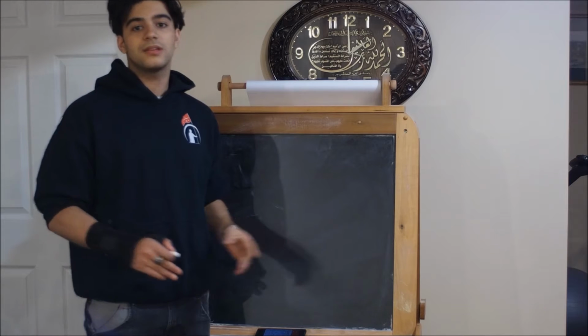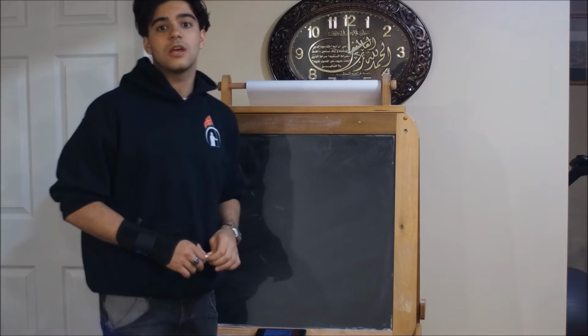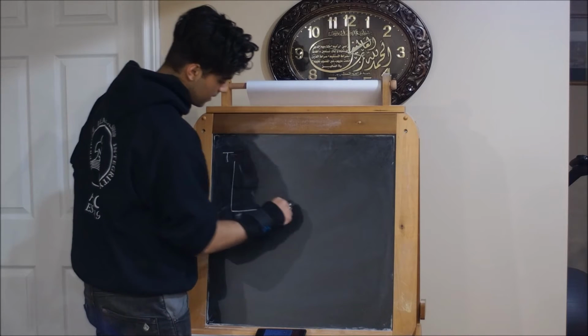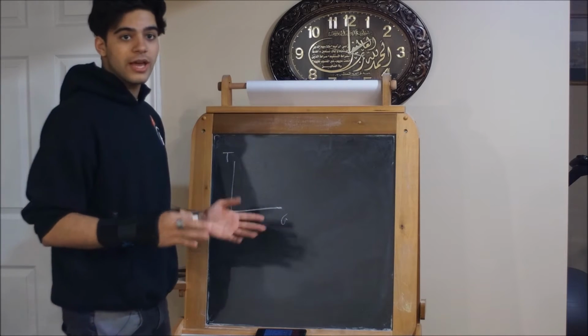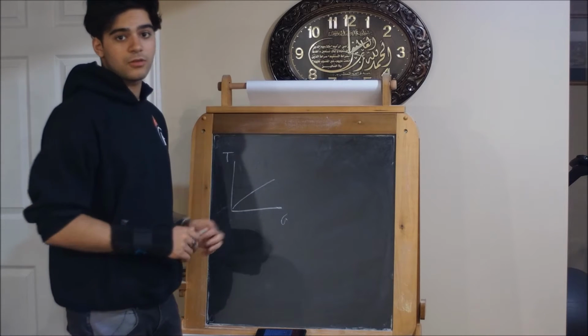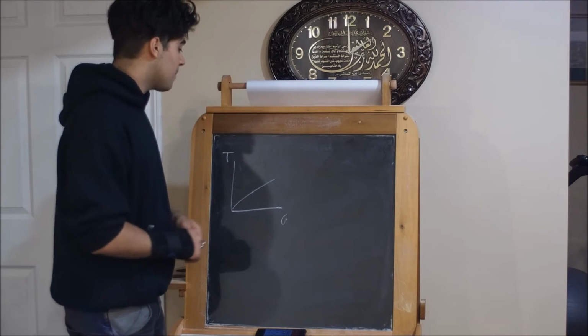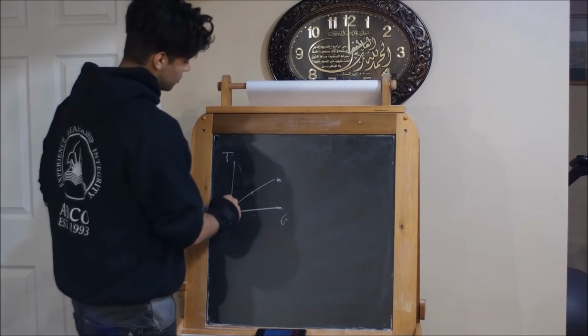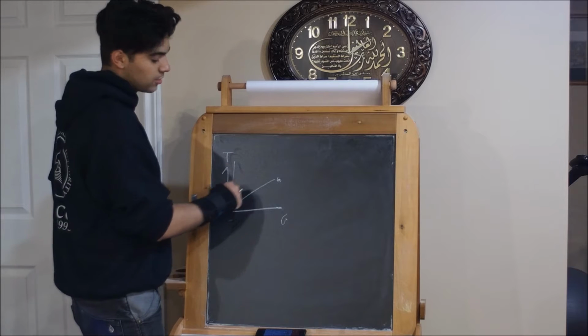There are four main things that affect the solubility of a substance. The first one is temperature. Generally, as the temperature increases, so does the amount of solute dissolved in the solvent, up until a certain point, and that is called saturation. So, as temperature increases, so does solubility.